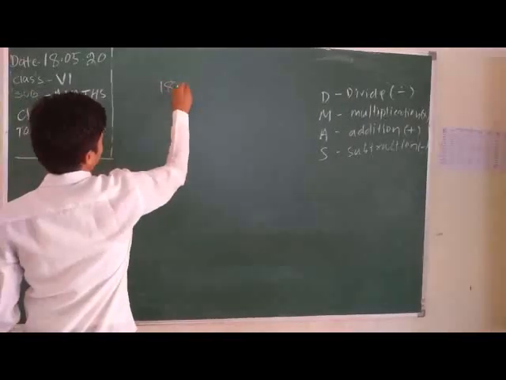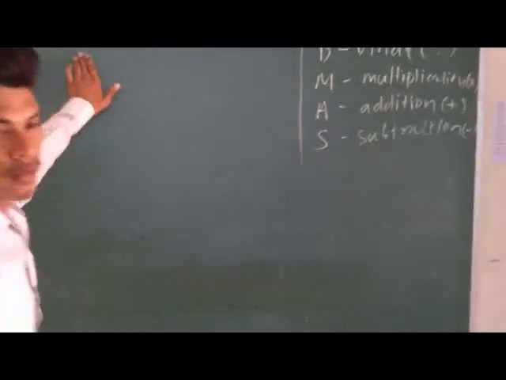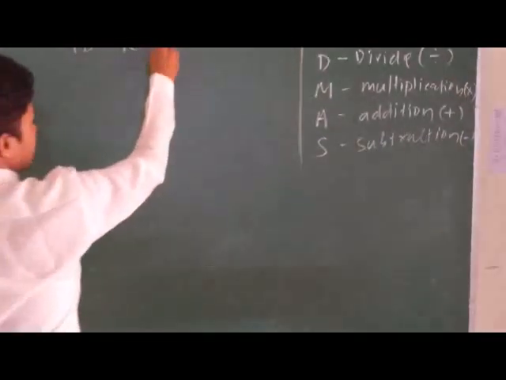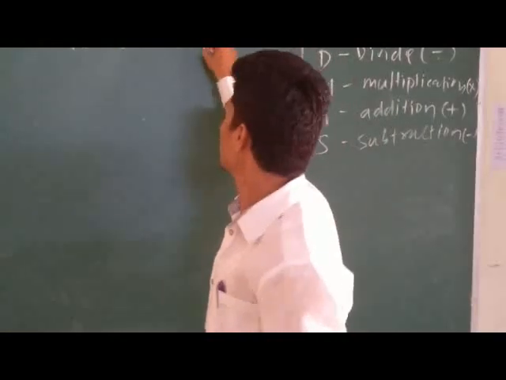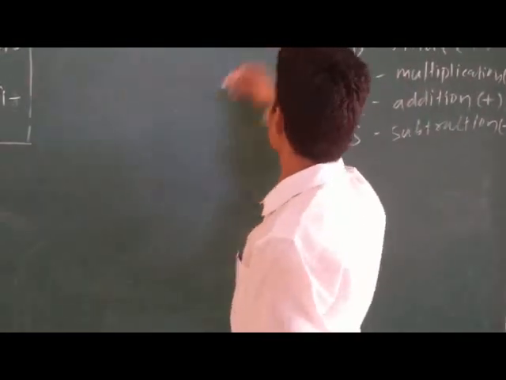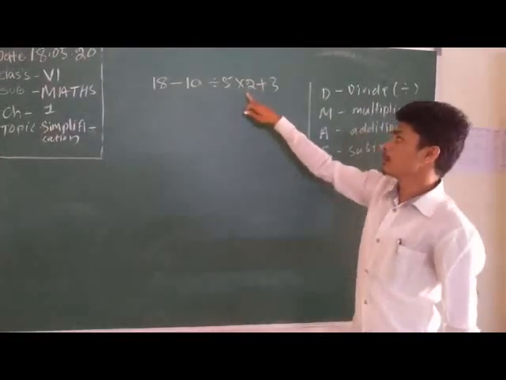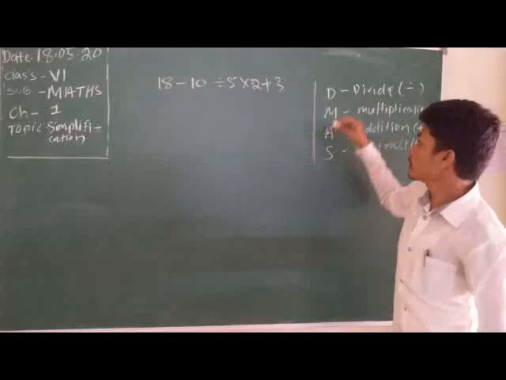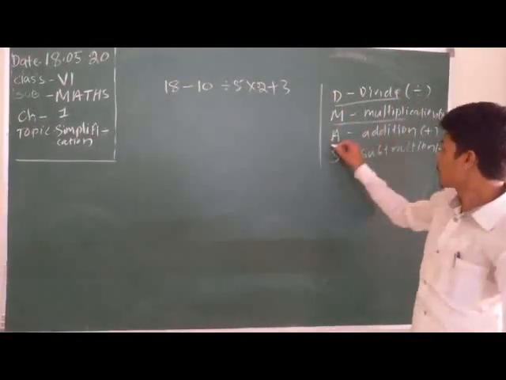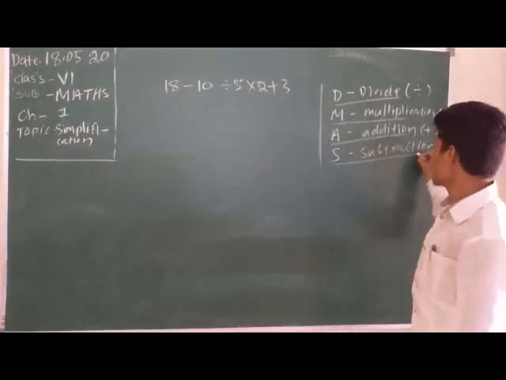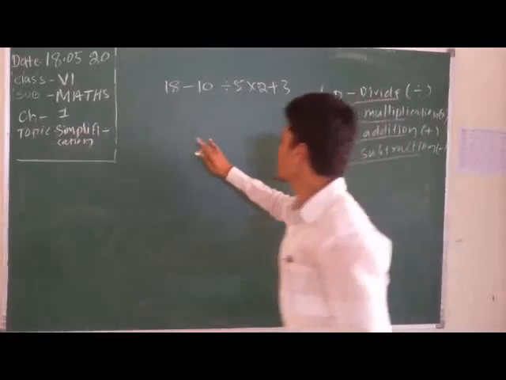See 18 minus 10 divided by 5 into 2 plus 3. See the board? 18 minus 10 divided by 5 into 2 plus 3. Then use the DMAS rule. First one is what? Divide. Second one is multiplication. Third one is addition. Fourth one is subtraction. You see the rule and use it to simplify easily.